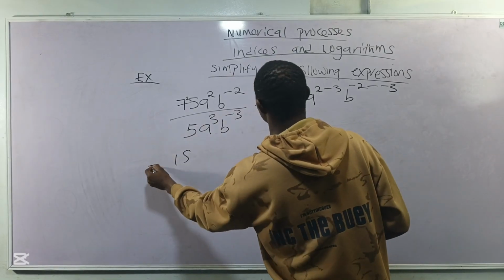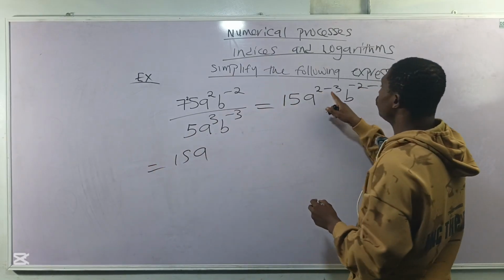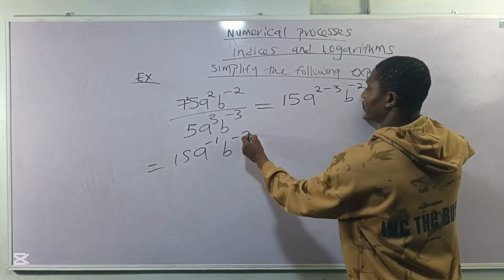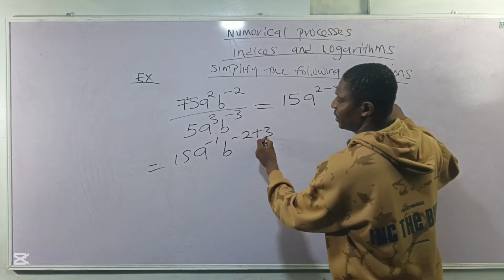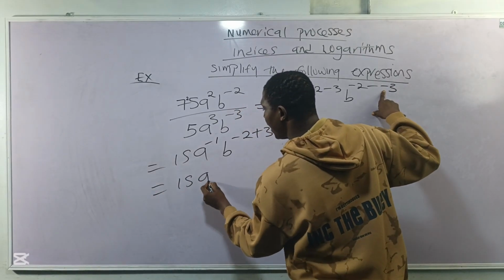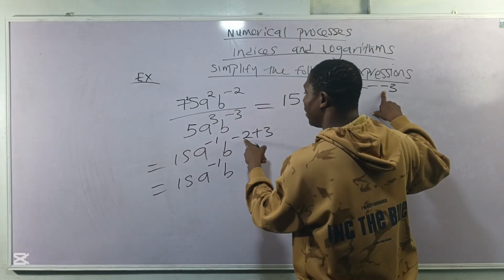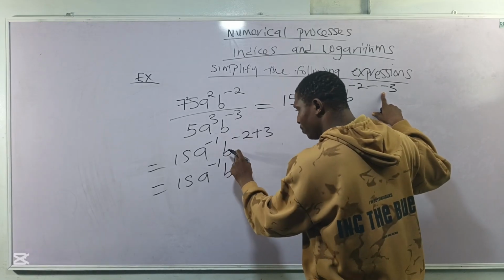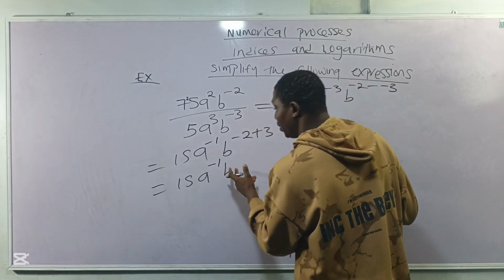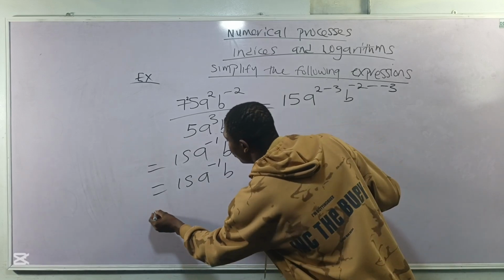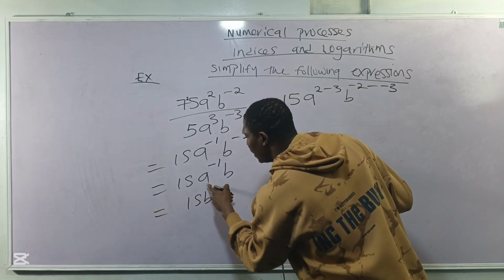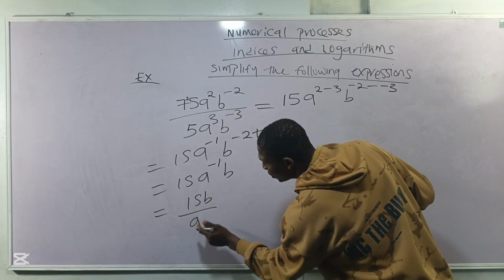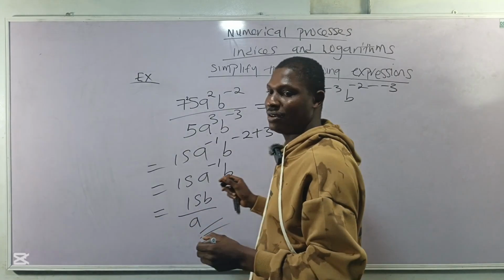This will give me 15a, 2 minus 3 is minus 1, and b, minus 2 minus minus is plus 3. This will give me 15a raised to power minus 1, b raised to power minus 2 plus 3, which gives positive 1, and can be neglected if you choose to, because ordinary b is still b raised to power 1. So we have 15b. If this goes down, to remove the negative sign, we have all over a raised to power 1, which is a. And this is my answer.